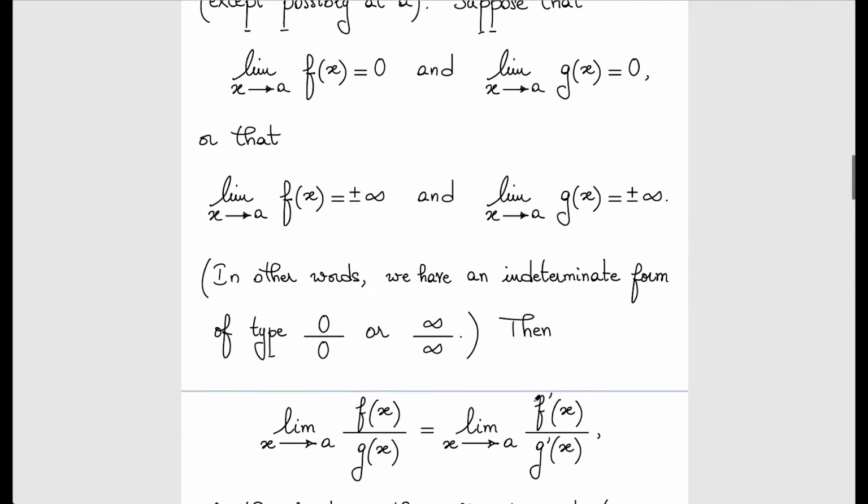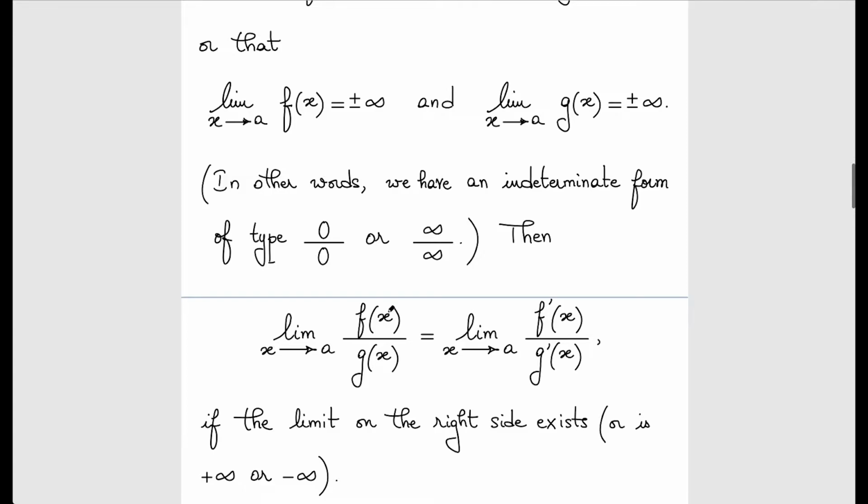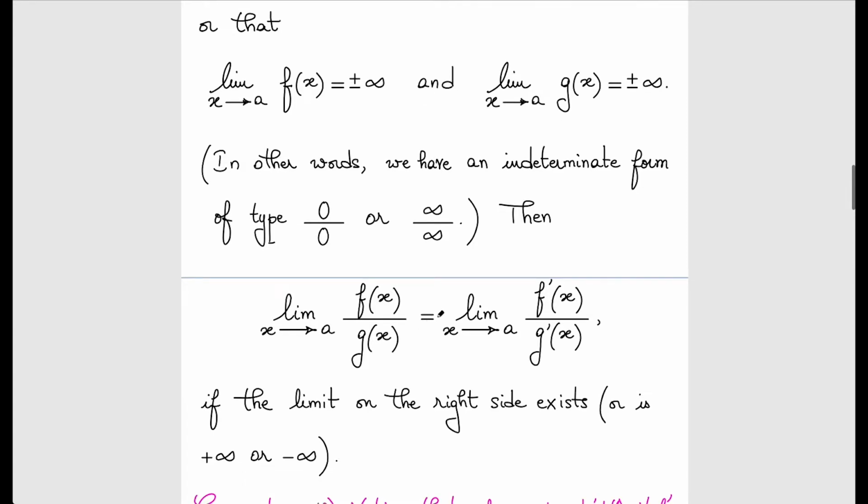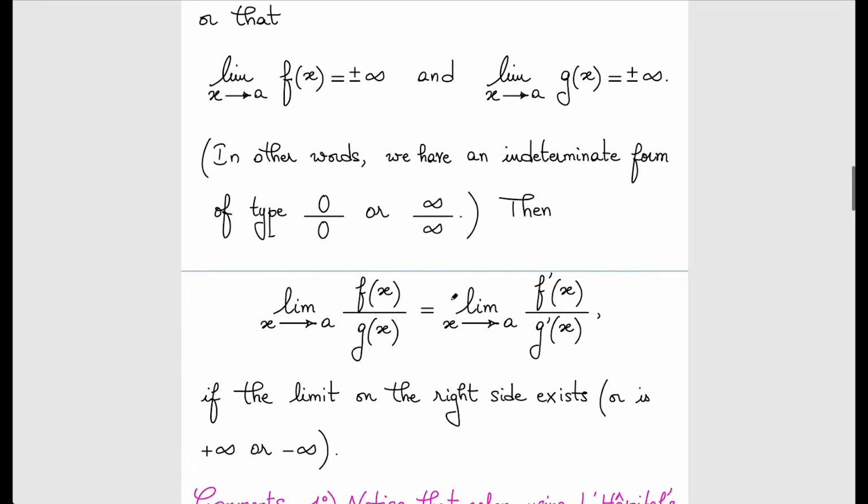Then the rule says the following: the limit of that quotient is exactly the same as the limit as x approaches a, the same value, of the quotient of the derivatives, f prime over g prime, if the limit on the right hand side exists or is equal to minus infinity or plus infinity. So these two things are the same. This is what L'Hopital's rule says. The limit as x goes to a of the quotient f over g is the same as the limit as x goes to a of the quotient of their derivatives.